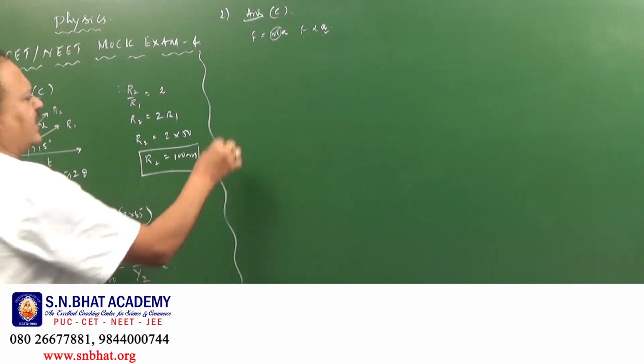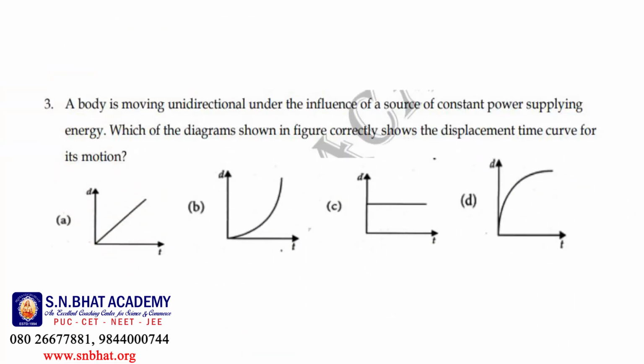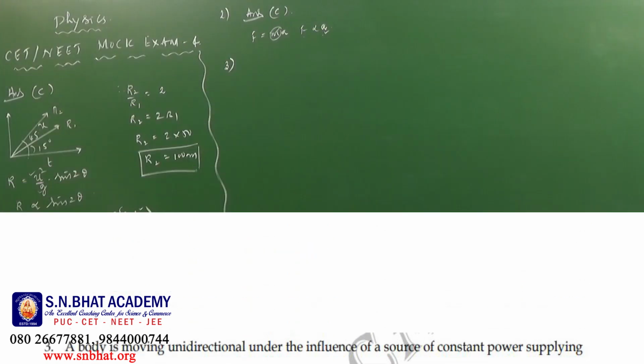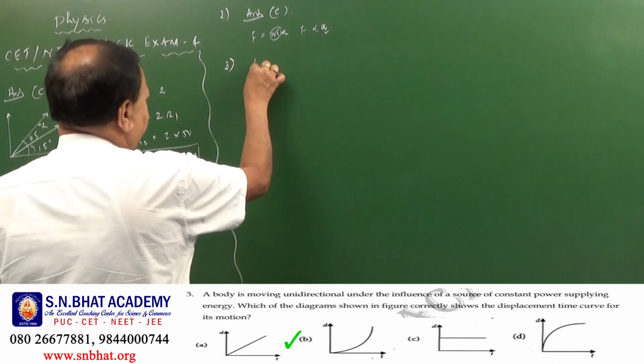Okay, next the question number 3. A body is moving unidirectional under the influence of the sources of a constant power supplying energy. Which of the following diagram best represents the displacement time curve for its motion? Okay, so for this your answer is B.